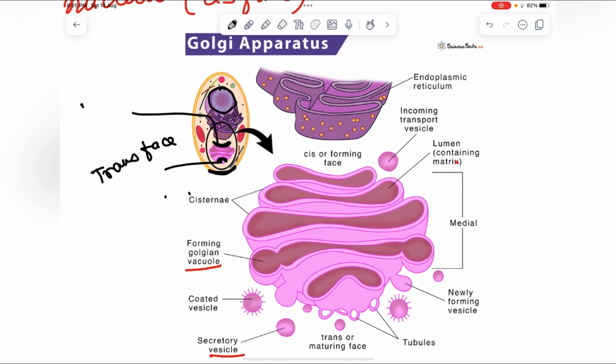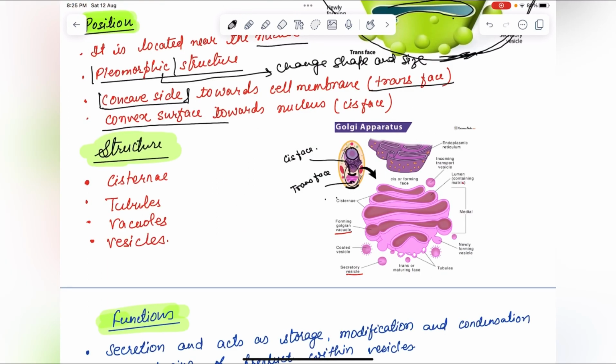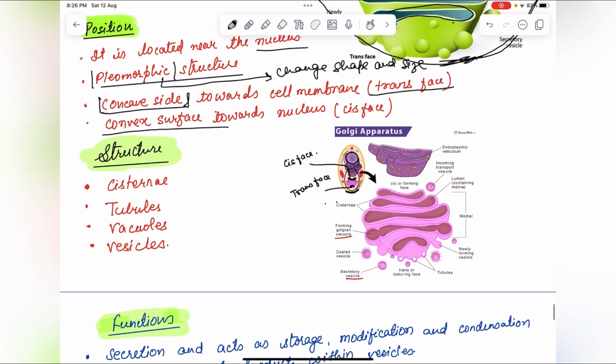Cis phase. The convex surface of the Golgi body is directed towards the nucleus and is called the formative phase or cis phase, while its concave surface is directed towards the cell membrane and is called the maturation phase or trans phase. This Golgi apparatus will have 4 types of structural components: cisternae, tubules, vacuoles and vesicles.